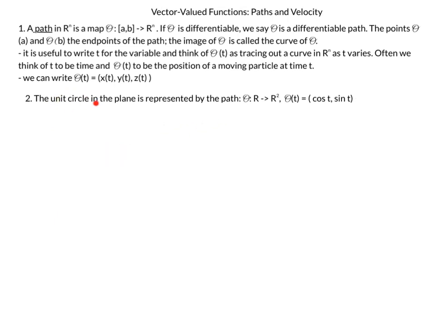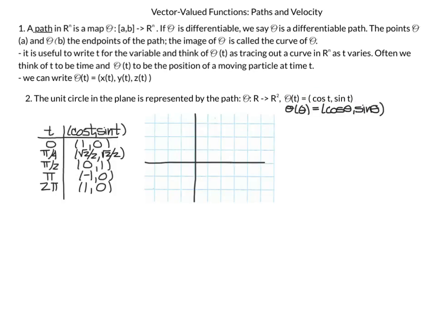Our next example is the unit circle in the plane, represented by the path sigma of t equals (cosine of t, sine of t). Often this is also parameterized as sigma of theta equals (cosine of theta, sine of theta), but t is fine as well. I made a chart of a few values of t and the cosine and sine of t. I would have put in more values, but actually I don't remember them. So this is what I can remember.